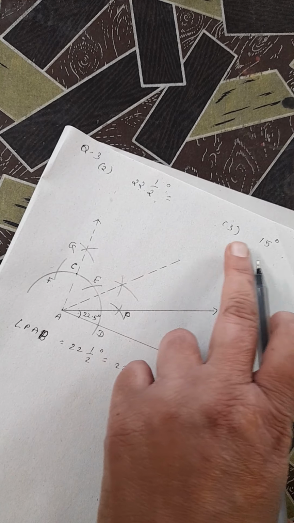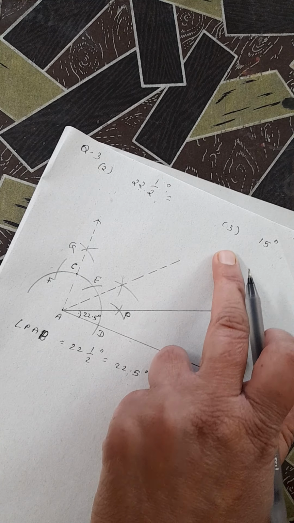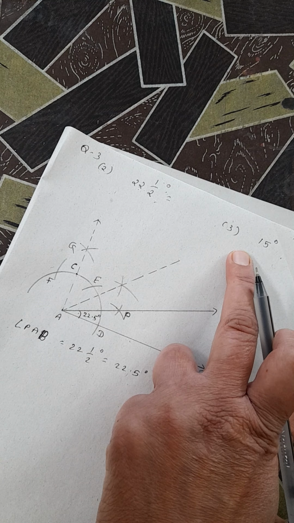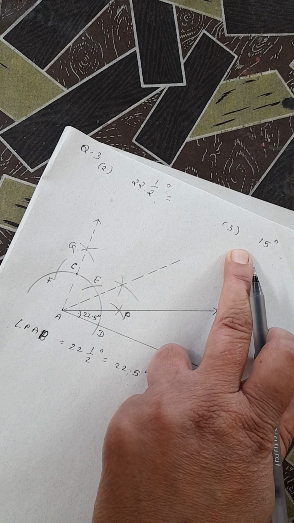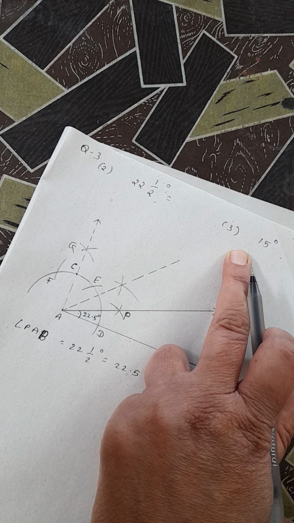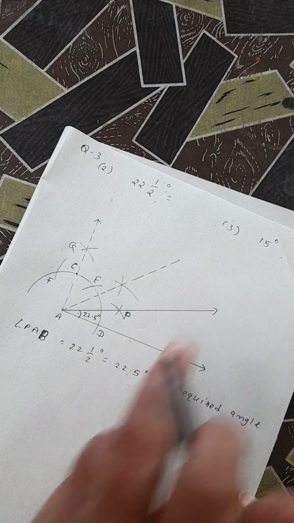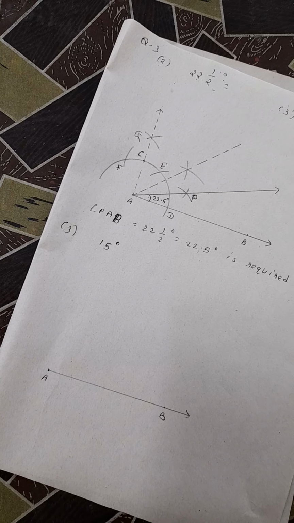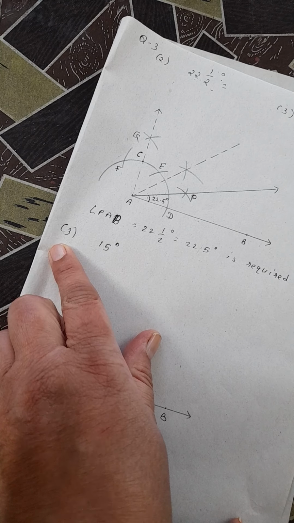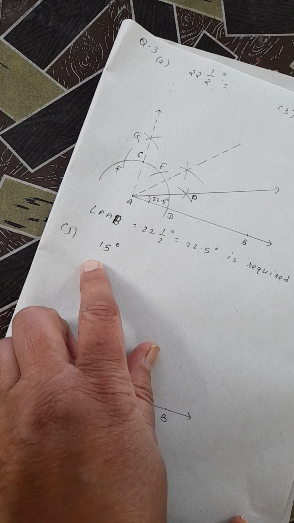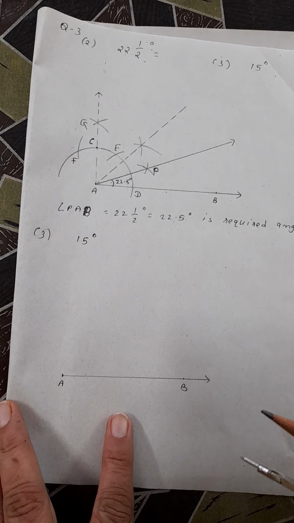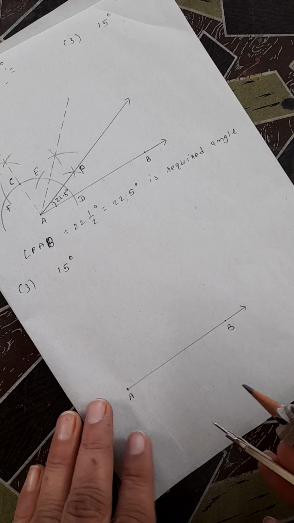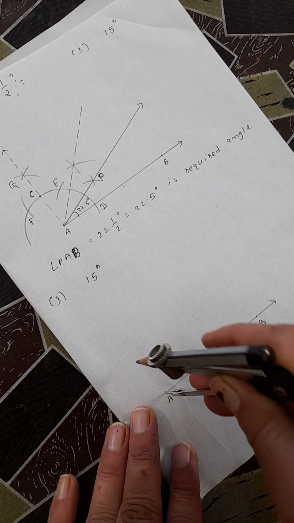Now we construct the angle 15 degree. That is, first we draw 60, then the bisector of 60, that is 30, and the bisector of 30, that is 15. Okay, now we have to construct the angle of 15 degree. So how to construct? First we draw the angle of 60 degree, right?